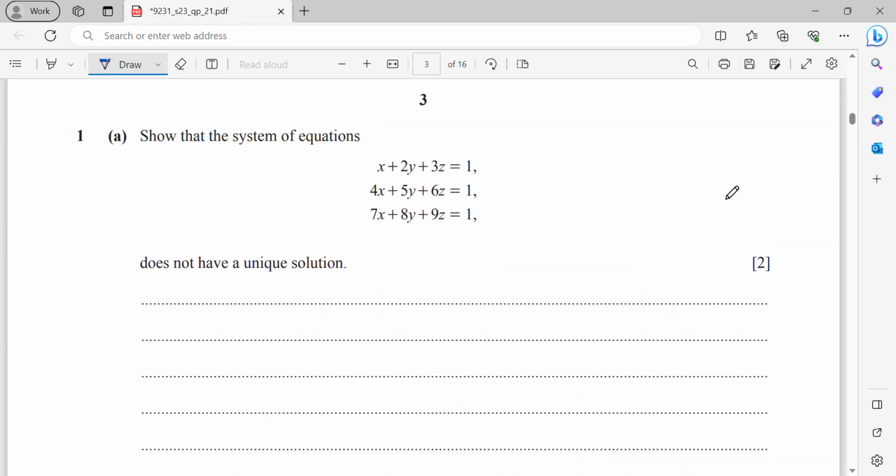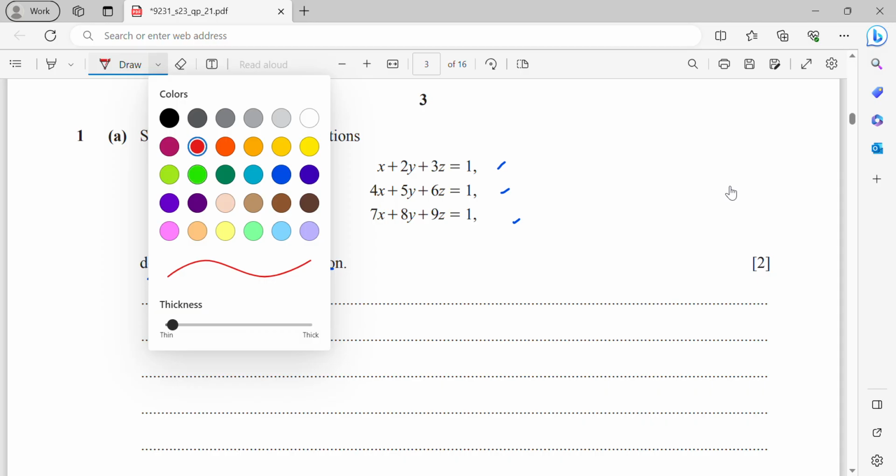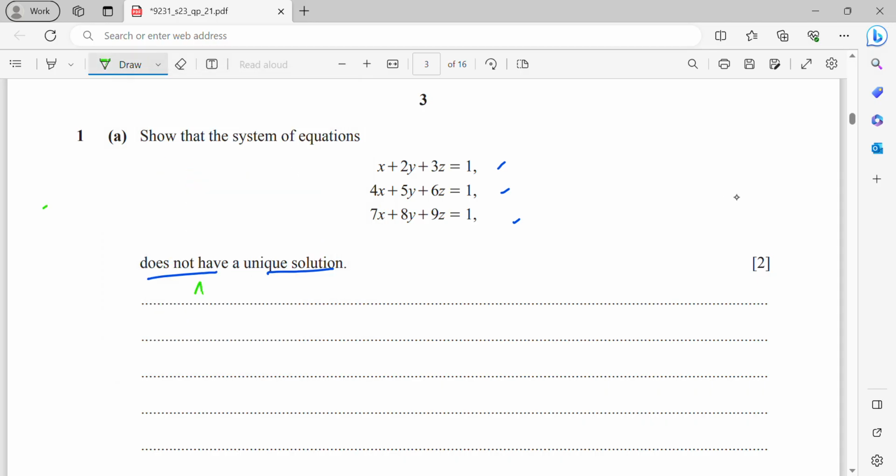First question, 1a. Show that the system of equations, these three linear equations, does not have a unique solution. For your information, if it has no unique solution, that means the determinant will be 0. That is how we show this.